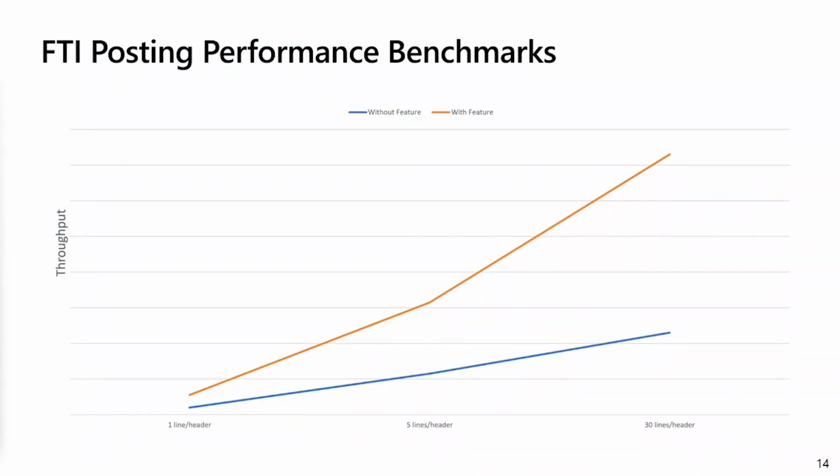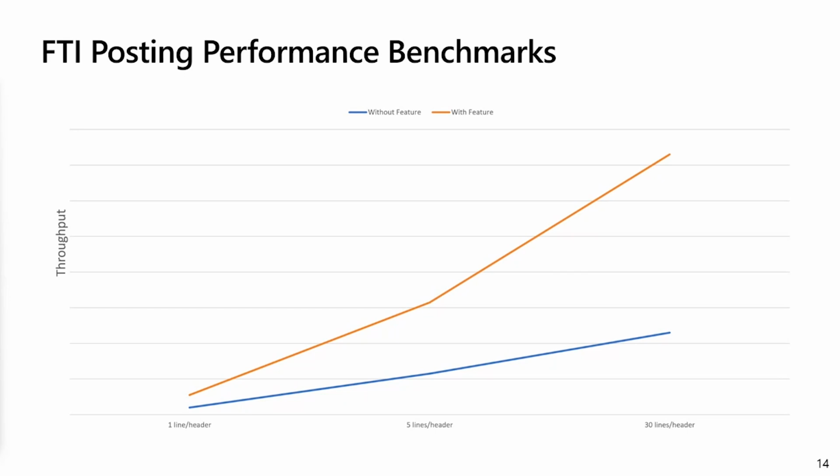Okay, so this is a good one. Free text invoice posting performance, right? How do we see, without this feature and with this feature, the comparison in the throughput? When we say performance is the main thing for building this whole feature, how do we see it impacting the numbers? We did check it with various numbers.